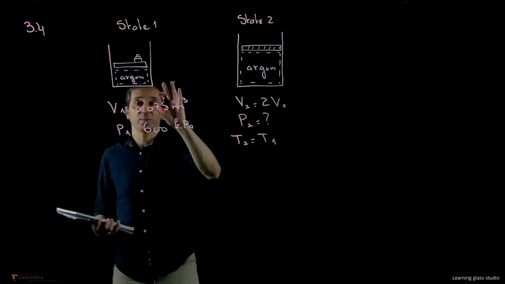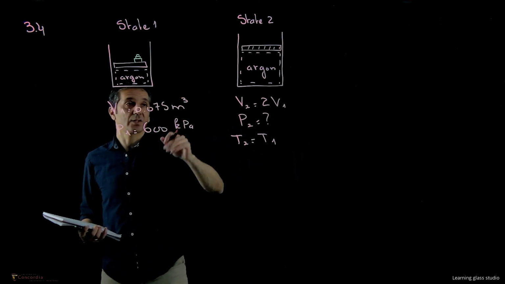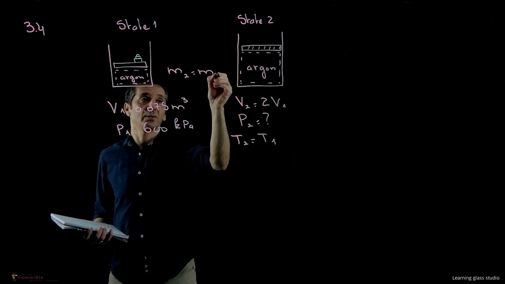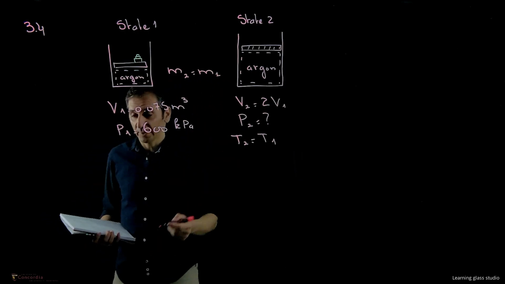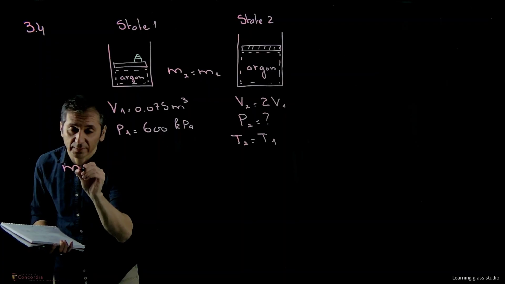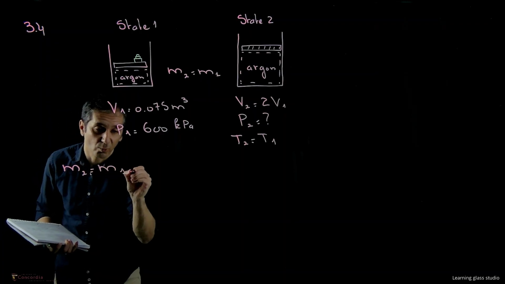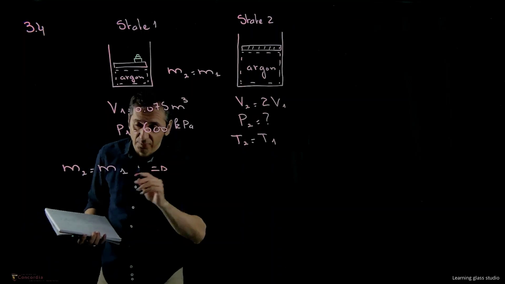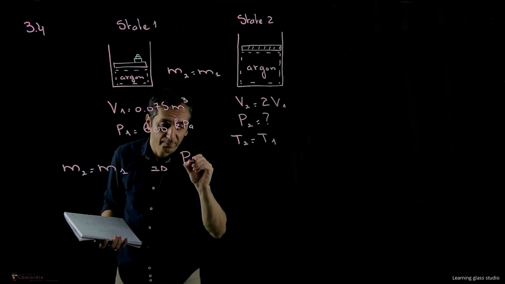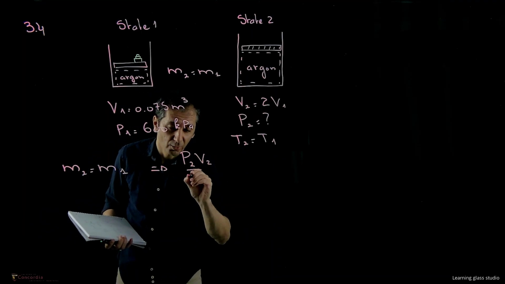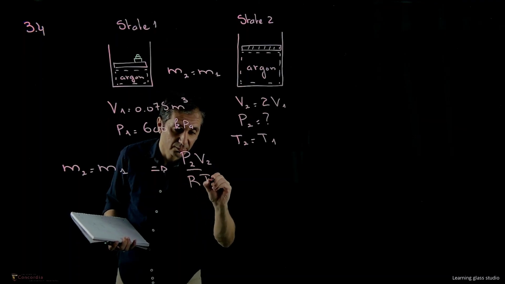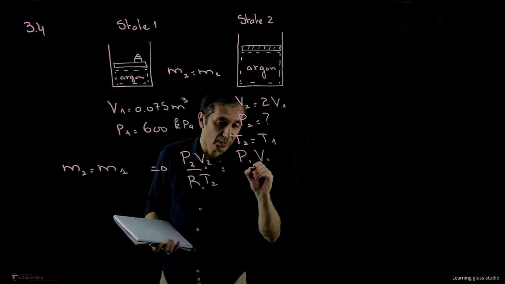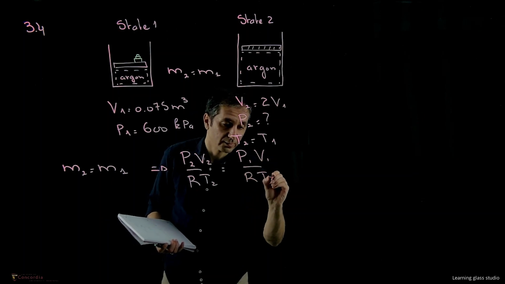Again, here we have a piston cylinder assembly. It's a closed system. What do we know? We know that the mass 2 is equal to the mass 1. So let's start from this. We can write that m2 is equal to m1. Are we dealing with an ideal gas? Yes, we are. So therefore, P2 V2 over R T2 is equal to P1 V1 over R T1.